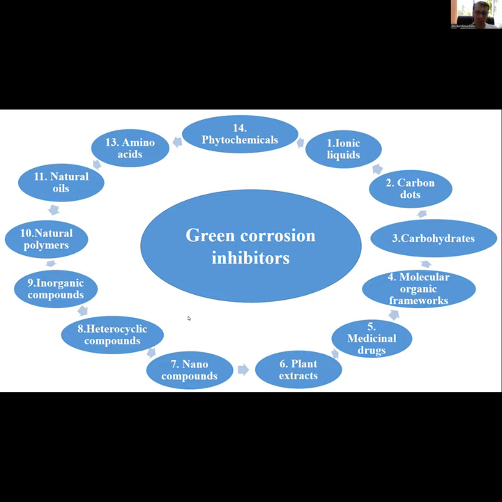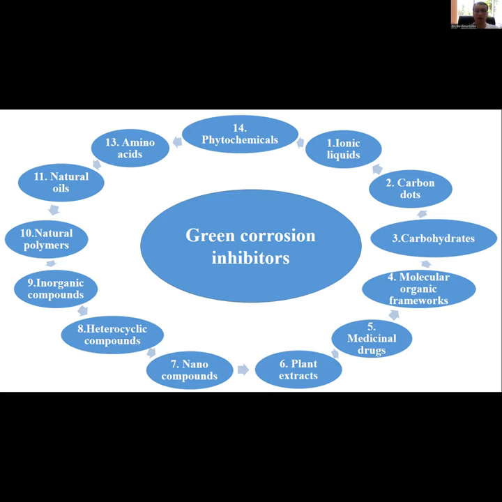Maybe, for example, carbon or nitrogen doping agents and others, or carbon nanotubes, nanocompounds, nanomaterials, maybe. It's also a very interesting green corrosion inhibitor. The next one, heterocyclic organic compounds. These compounds, for example, imidazole, maybe oxazole, and other types of heterocyclic compounds. The next one is inorganic compounds, maybe salts and oxides of some metal ions. These are also very interesting corrosion inhibitors.